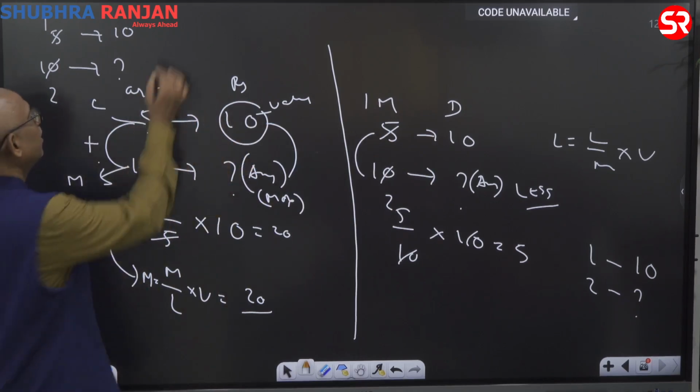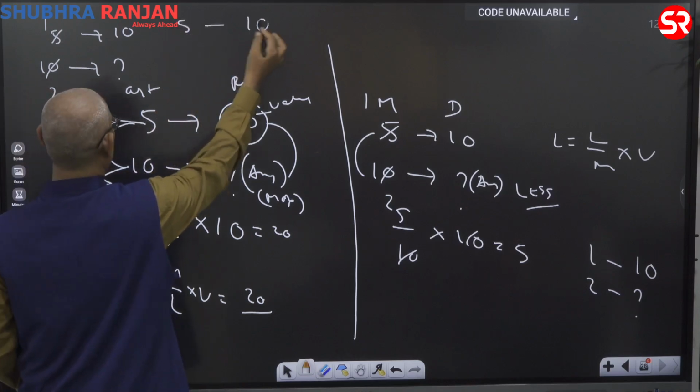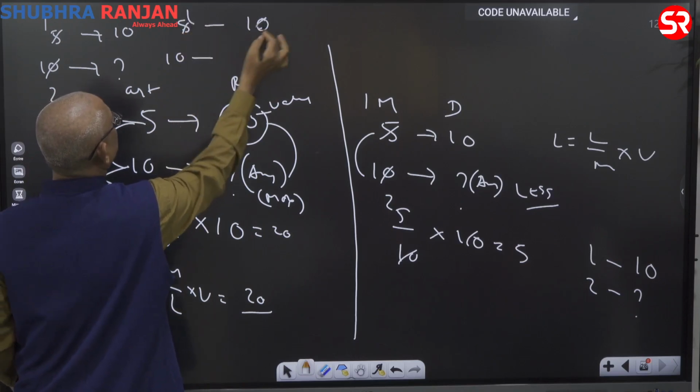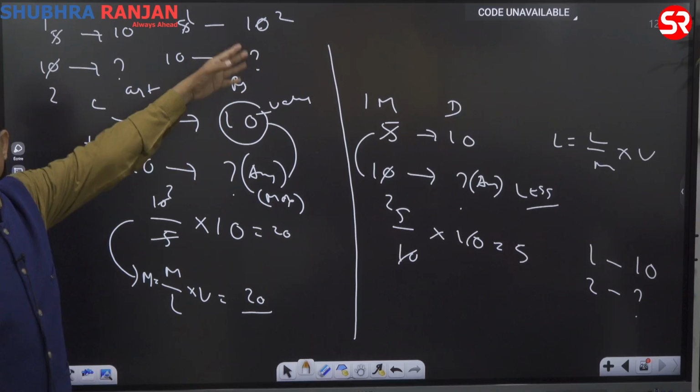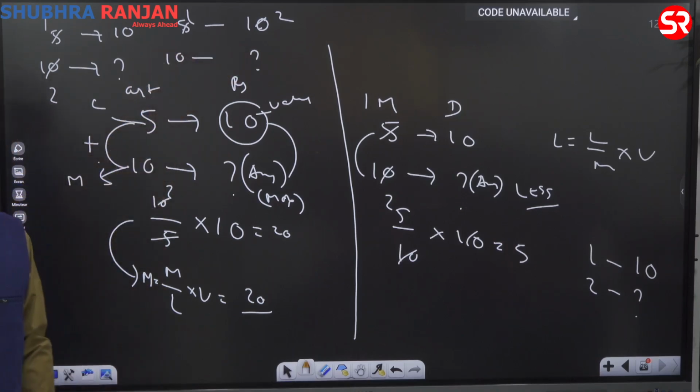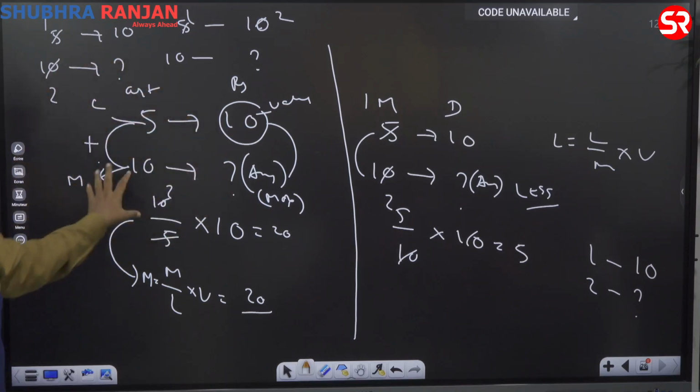For example, 5 articles cost 10 rupees. The cost of 10 articles? 5 articles is 10 rupees, so 1 article is 2 rupees. What is the cost of 10 articles? 20 rupees. So conversion of vertical and horizontal into ratio is very important in doing the problems.